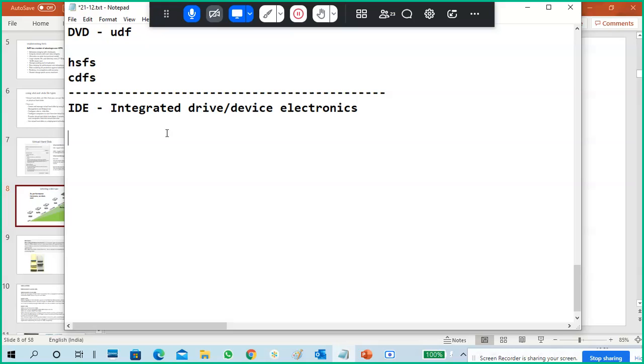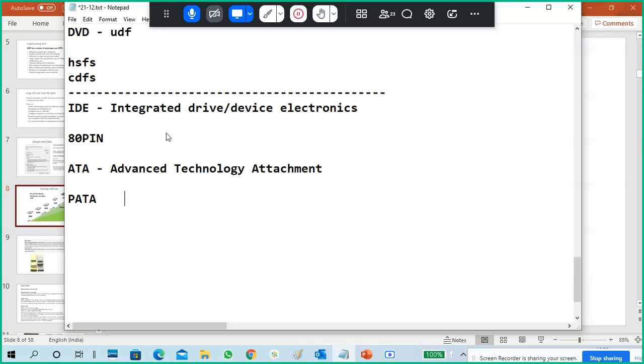This is actually an 80 pin connector drive, but later this IDE was developed into ATA. IDE was further developed, we call it IDE type, but it developed into ATA technology, which is Advanced Technology Attachment.